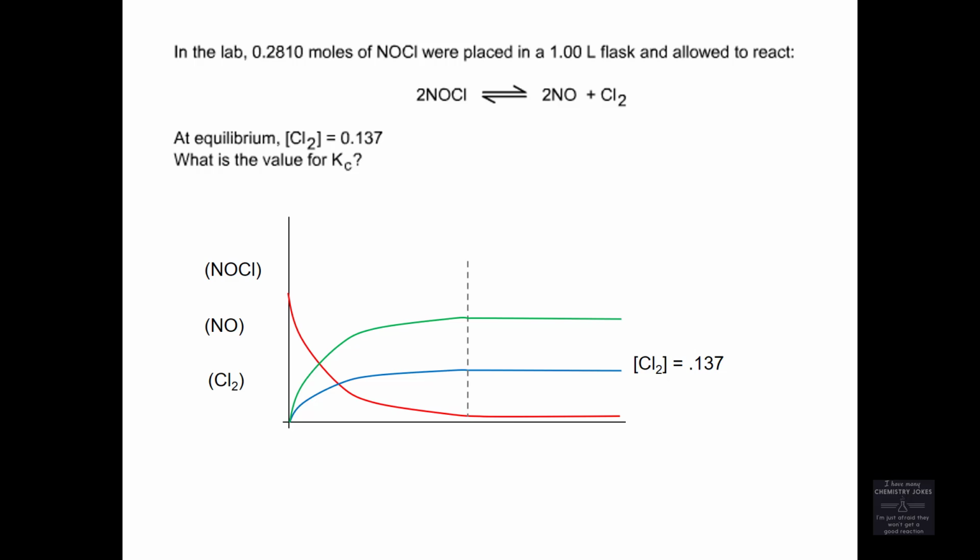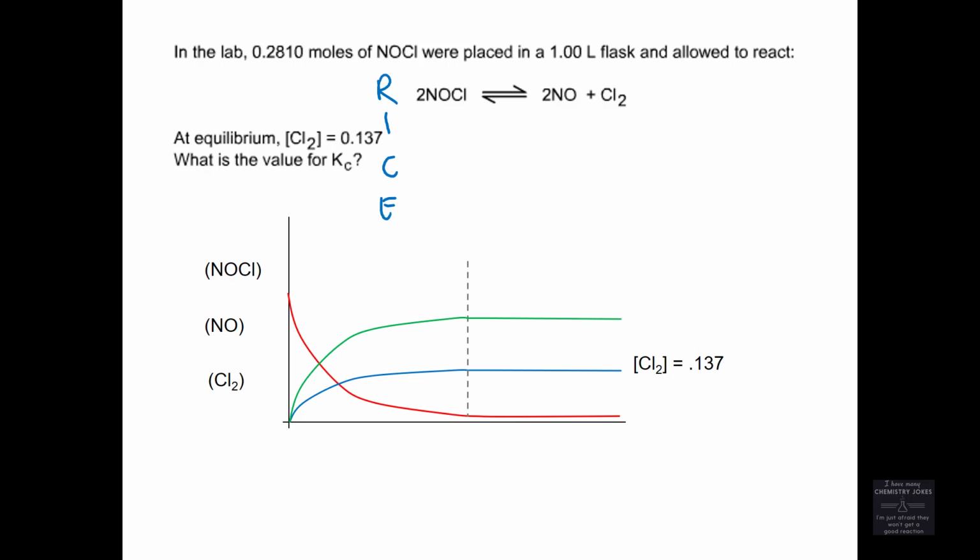Okay. In the lab, this many moles of NaCl were placed in a 1 liter flask and allowed to react. At equilibrium, the concentration of Cl2 is this. What is the value for Kc? What the heck do I do with this information? When in doubt, make an ICE table. It's going to work. So my reaction comes first. My initial comes next.